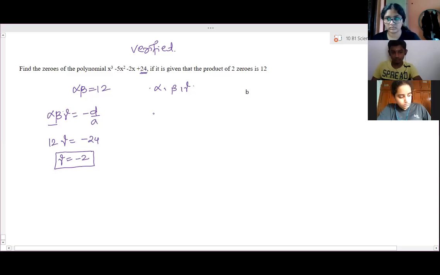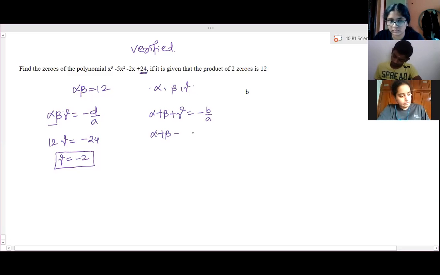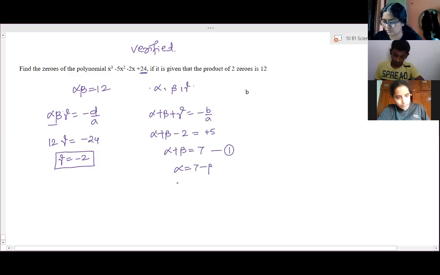So alpha plus beta plus gamma is equal to minus b by a. So alpha plus beta minus 2 is equal to plus 5. So alpha plus beta is equal to 7. Therefore, alpha is 7 minus beta.